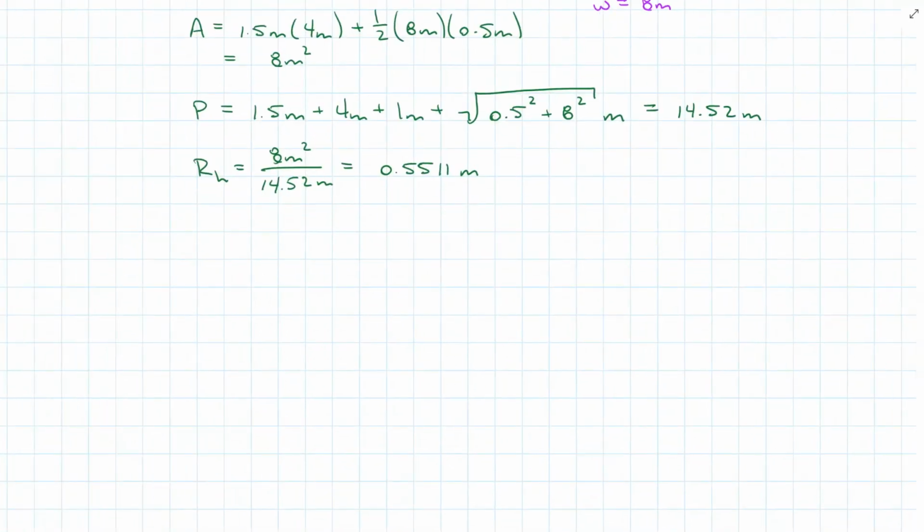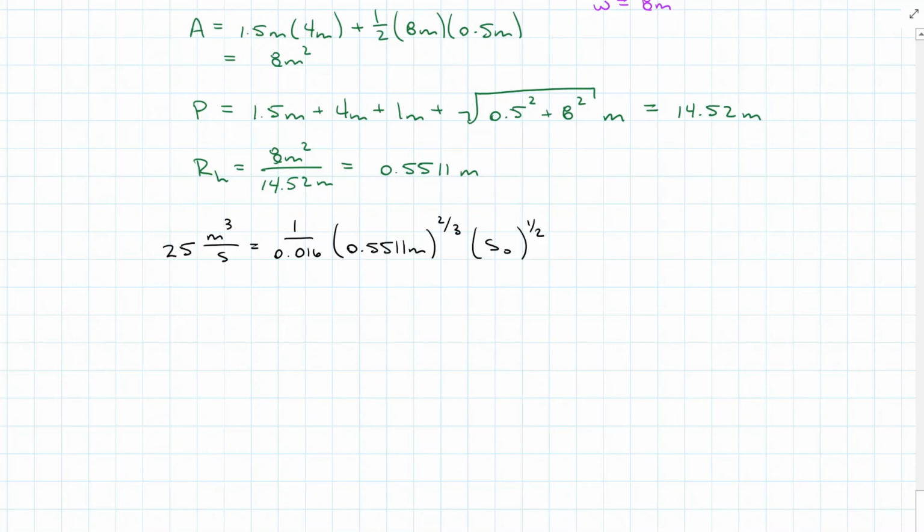Everything else I already have solved, or it is given. 25 meters cubed per second is equal to 1 divided by 0.016 times the hydraulic radius, 0.5511 meters to the 2/3 times the slope to the 1/2. Oh, I forgot my area, 8 meters squared. Solving for slope, I get 0.00553 in 3 significant digits.